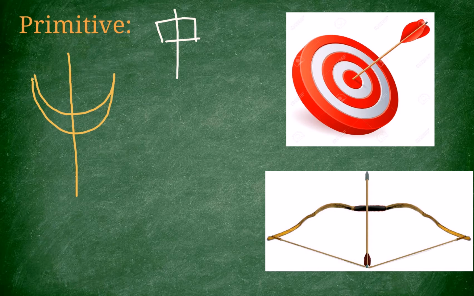And it says that it's an arrow fixed on a target. So it's like maybe you were practicing archery, and here's the arrow, and this is the target, and you see that it goes right through the center. Hence the meaning center or middle.